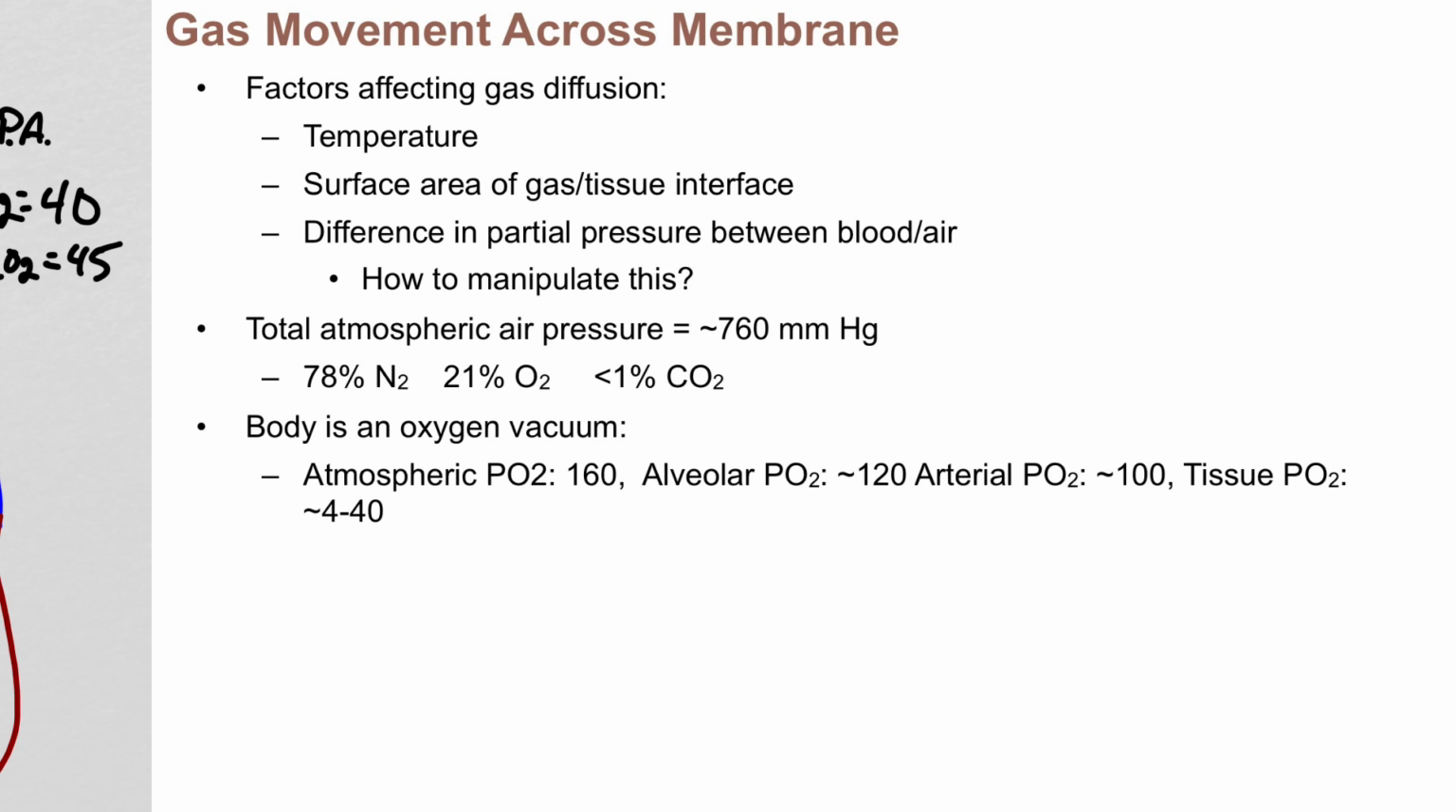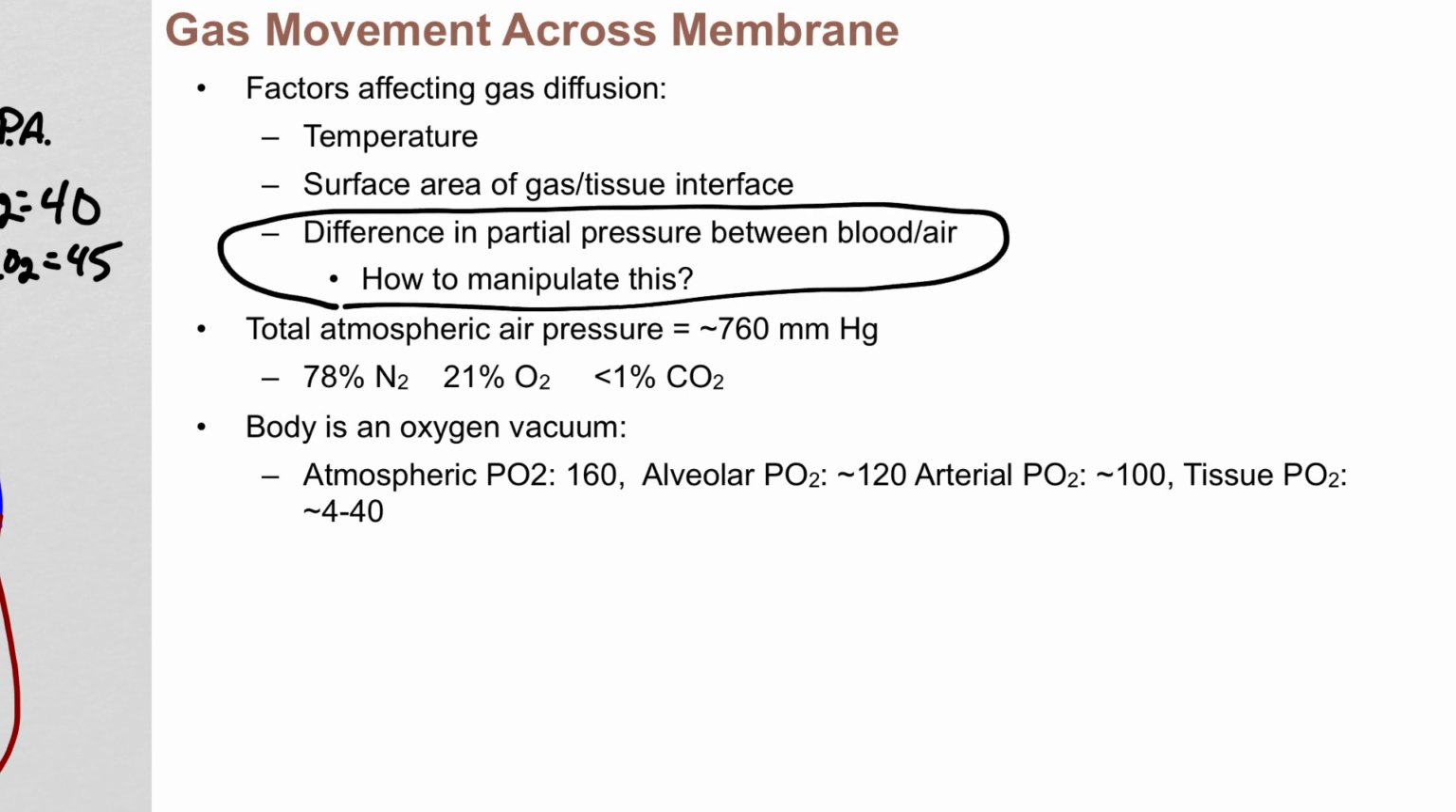The thing that really matters that we have to worry about regulating is the difference in partial pressure between blood and air. So we should probably talk a little bit about what partial pressure actually is. Air pressure is measured in millimeters of mercury. It is a very old-fashioned, kind of ridiculous way to measure pressure because that's how old-fashioned barometers used to work. You would have a glass tube filled with liquid mercury, and you measured the pressure by how high it pushed the mercury up the glass tube.